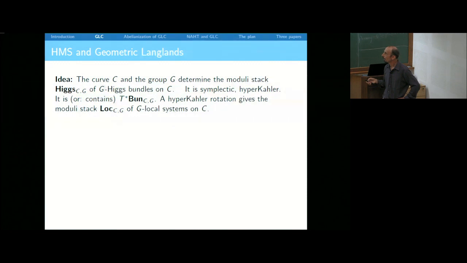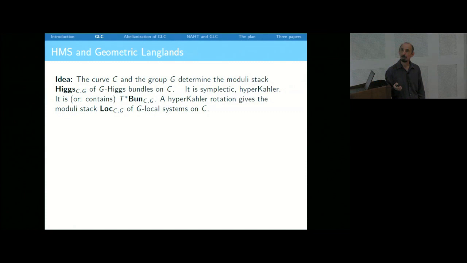So a Higgs bundle is a vector bundle, a G-bundle, together with a Higgs field, which is just a cotangent direction to the base. So at the stacky level, they're equal. If you impose stability, the stability conditions turn out to be a little different. So Higgs contains the cotangent bundle, but it's actually bigger. It's a partial compactification.